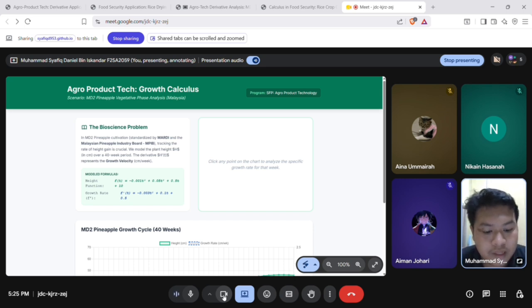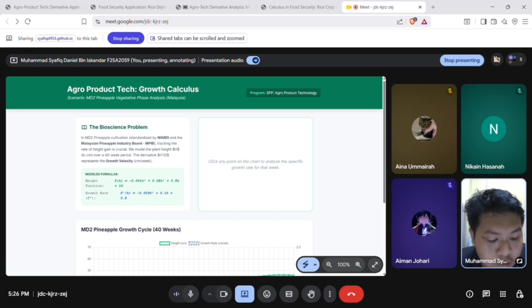Today, I will present my project, Grow Calculus. This project uses math to study how MD2 pineapple grows over 40 weeks. We use a cubic function f of t, which means the plant height function, to calculate the height. f of t is equal to negative 0.001 t cubed plus 0.05 t squared plus 0.5 t plus 10.